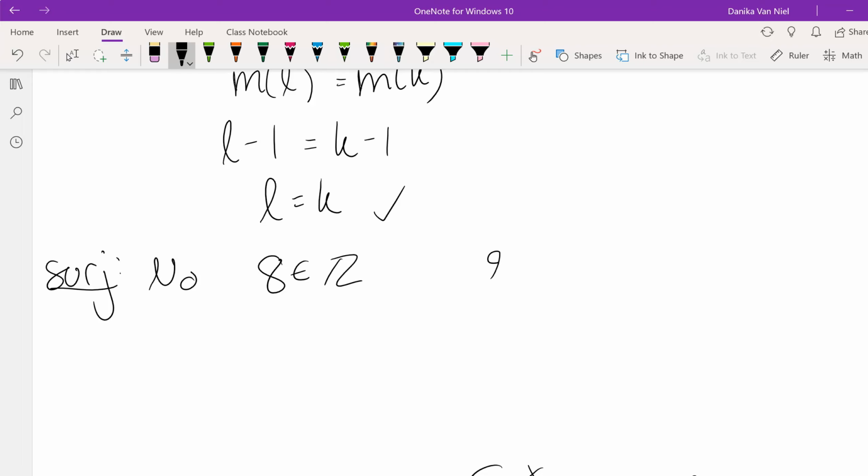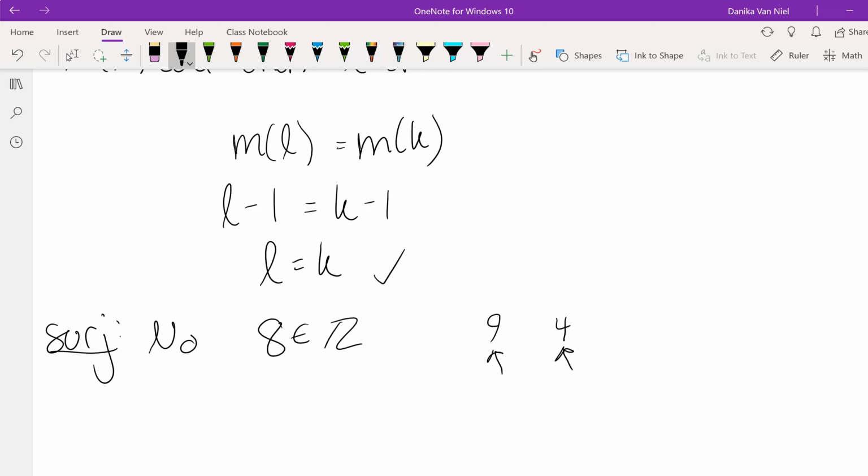So your only two options would be 9 and 4. But 4 is even and 9 is odd, so that wouldn't work out. Okay? And you just want to explain that. So then we don't have an inverse.